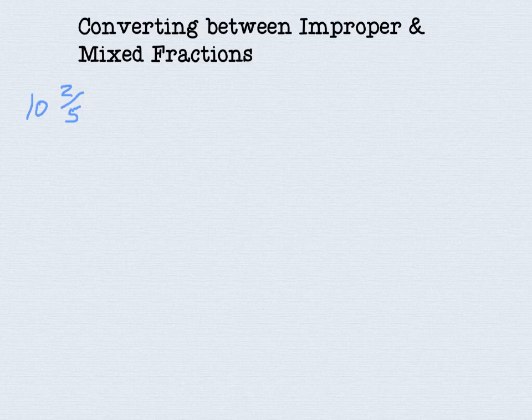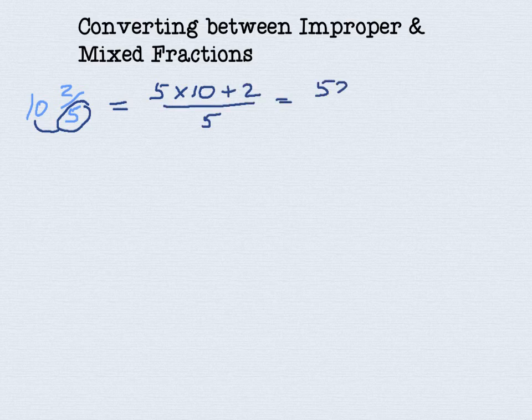To convert that into an improper fraction, you multiply the denominator by the whole number, so 5 times 10, and then you add on the numerator, your 2, and the denominator never changes. So this would become 52 over 5. And that is called an improper fraction because the top is bigger than the bottom. We started off with a mixed number, 10 and 2/5.